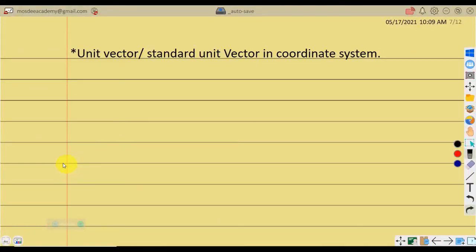Yes, we continue with the vector basis and analysis. Now, about the breakdown of vector basis, we are moving into what we call the unit vector and the standard unit vector and coordinate system. About that, we are going to carefully define what we call a unit vector.